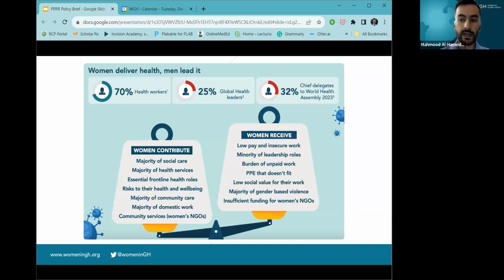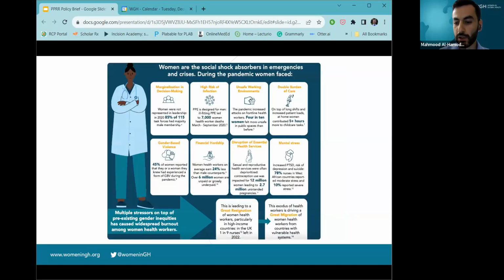inappropriate PPE that is not fit for purpose, the burden of unpaid work, and the lack of support for mental health and social care. Now, during the COVID pandemic, women have been the majority of the frontline workers delivering patient care. They were the shock absorbers of the pandemic.